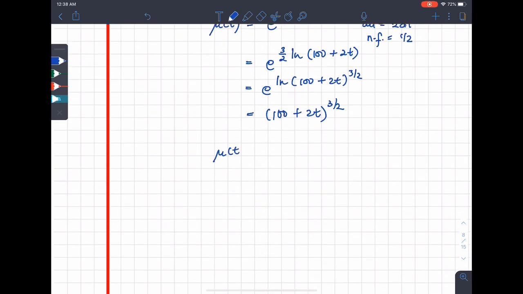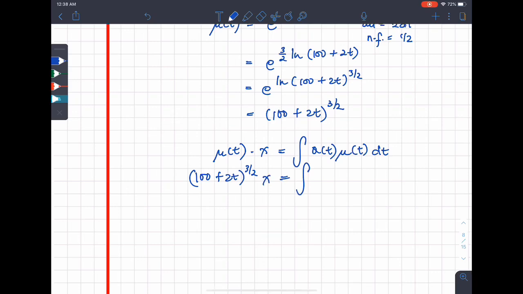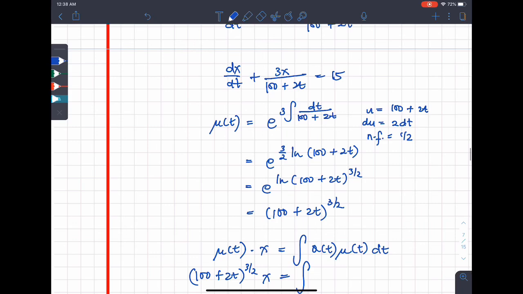So mu of t times x is equal to the integral of q of t times mu of t dt. So mu of t, 100 plus 2t raised to 3 over 2, times x is equal to the integral of our q of t, which is 15.